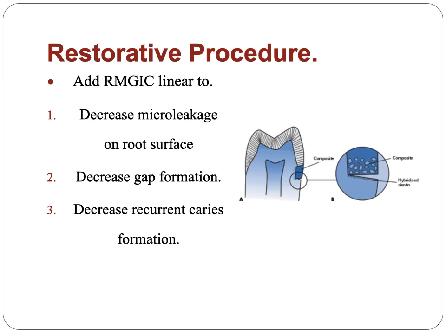So again, resin modified glass ionomer will decrease the microleakage on the root surface and decrease the gap formation and prevent recurrent caries formation. As you remember from the lecture of the glass ionomer, it has a fluoride release, so this will help in preventing recurrent caries.